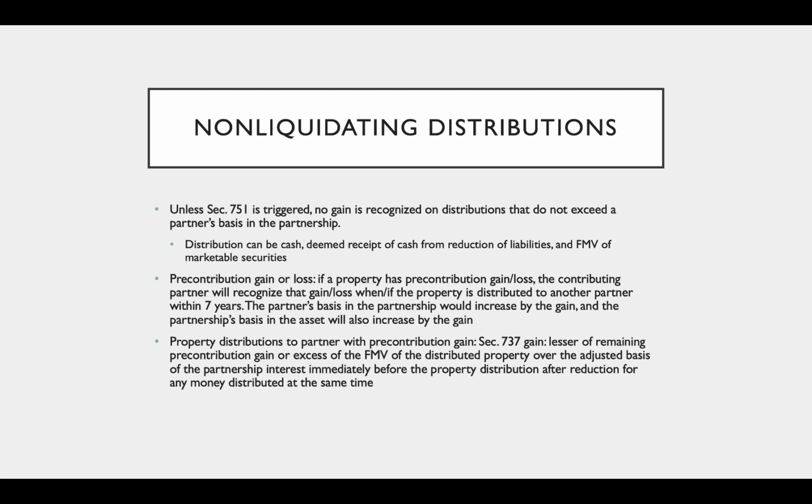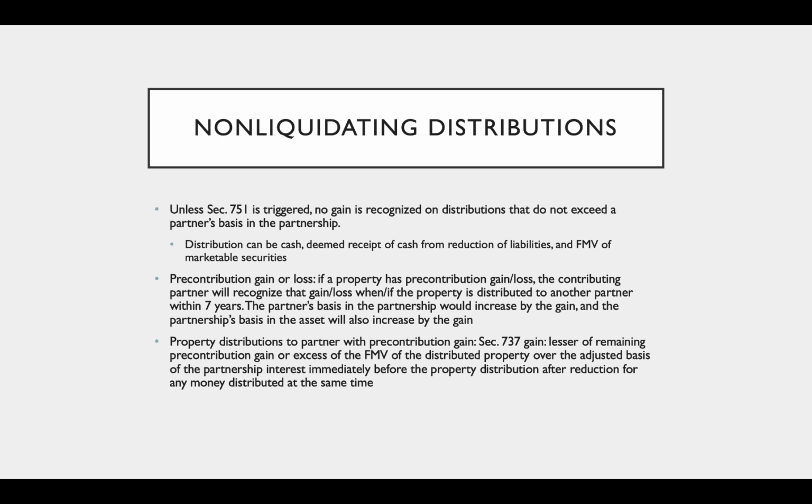A pre-contribution gain or loss, remember, is when a partner contributes an asset that already has a gain, meaning if the asset was sold for fair market value on the date of contribution, there would have been a gain. But we know that the code does not require us to recognize that gain as long as all the code section requirements are met on contributions to partnerships. So if we have an asset with pre-contribution gain or loss, the contributing partner later will recognize that gain or loss when or if that property is distributed out to another partner within 7 years.